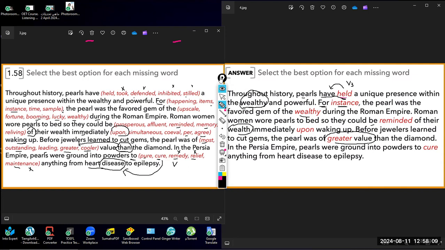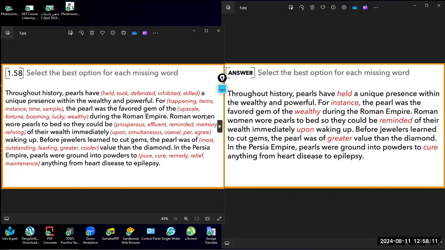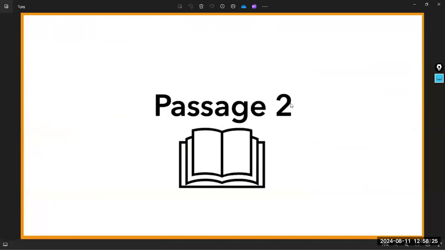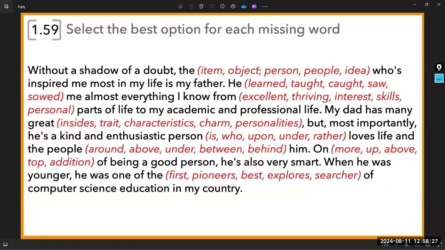So this is it. Now, let me show you the next passage. And absolutely, as I told you, I have to give you 1 minute just to select the words. So this is the next passage, which is passage number 2. And time starts.